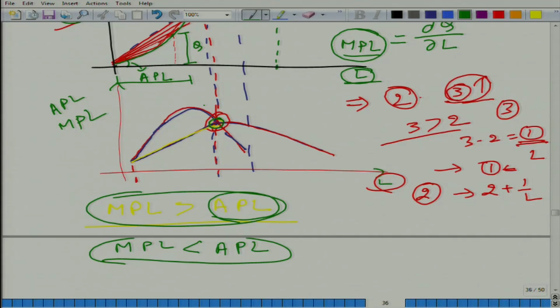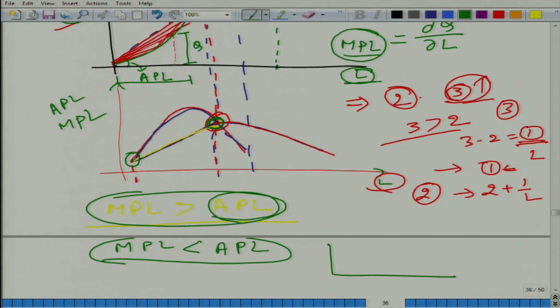Now, another point is why it should cut the average product curve from above, not from below. See, there are two intersection points, one is here and one is here. At this point also average product of labor is equal to marginal product of labor, and at this point also average product of labor is equal to marginal product of labor. That's why we need to specify what is the difference between this point and this point.